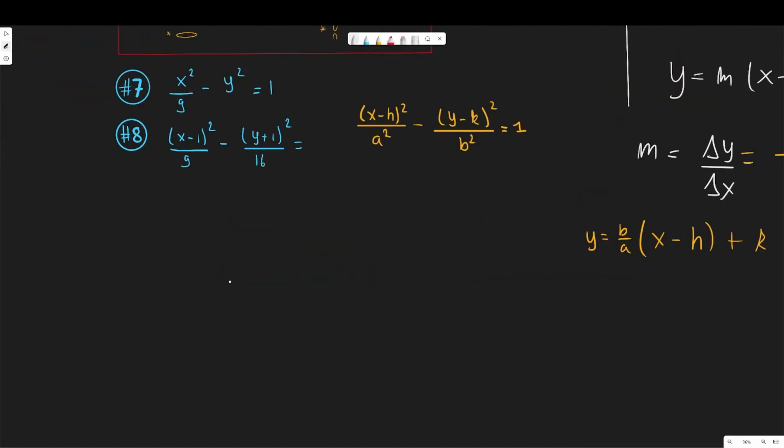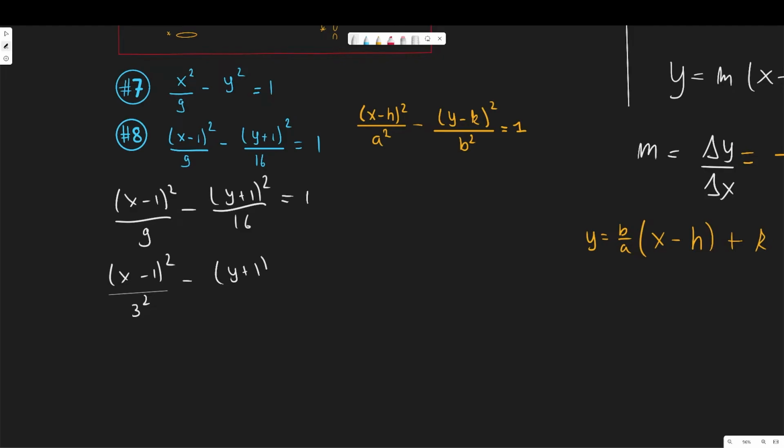Now for exercise 8, we have (x minus 1) squared over 9 minus (y plus 1) squared over 16 is equal to, well, this should be 1, so is equal to 1. So this looks a lot like our general equation. The only thing left to do is to write down the 9 as something squared, and 9 can be written as 3 squared, minus (y plus 1) squared over 16, and 16 can be written as 4 squared, is equal to 1. So now we have our equation in the general form.